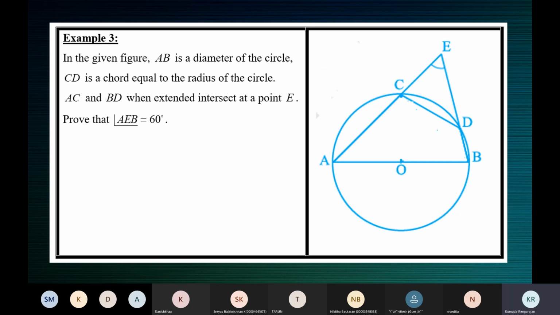CD is a chord, and the speciality is its length is equal to the radius of the circle. So again, something is conveyed there. We'll see what. And then AC and BD are chords. It's not mentioned there, but we can make out that they are chords, and they intersect when they are produced at this point E. Prove that AEB is 60 degrees.